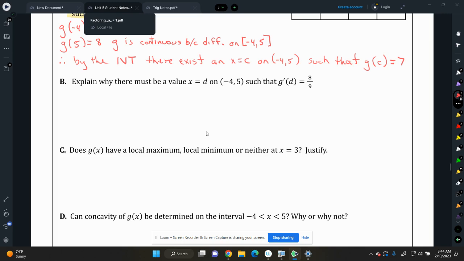By the second derivative test, g of x has a relative, is it a minimum or maximum? Maximum at x equals 3. Okay.